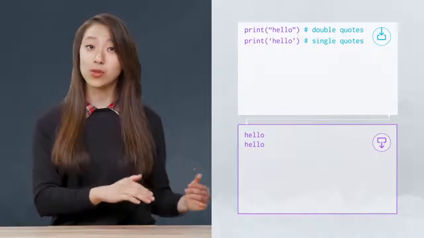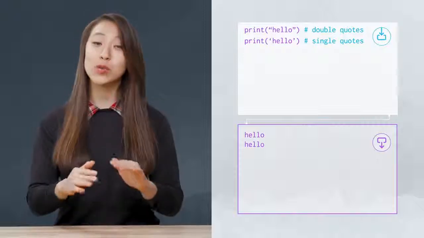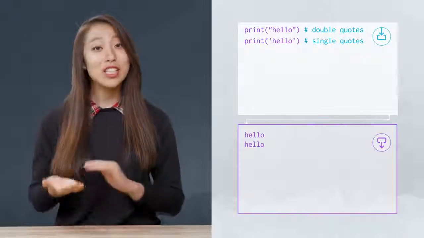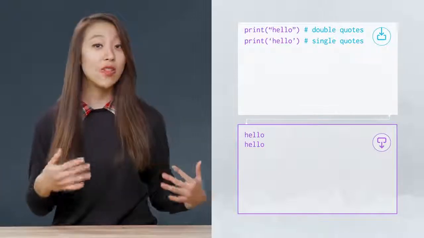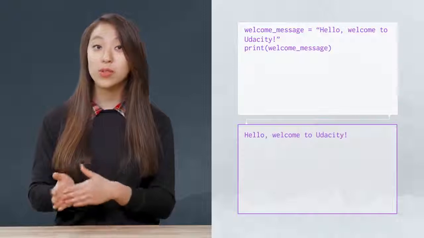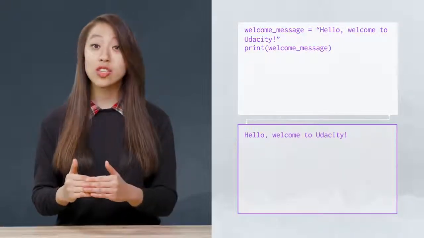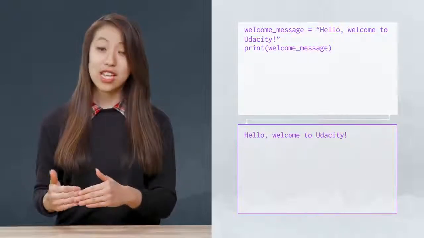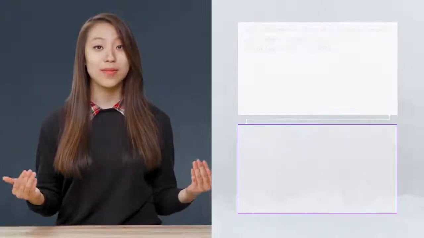Single or double quotes work equally well, although there are some edge cases which we will work through. In each of these cases, I printed the string hello and got the output hello. We can set a variable to be a string the same way we did with numbers. Strings can include any characters, even spaces, punctuation, and numbers.